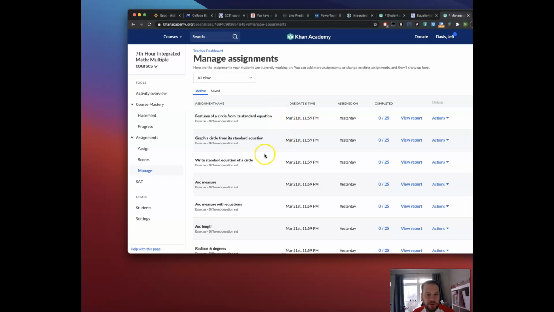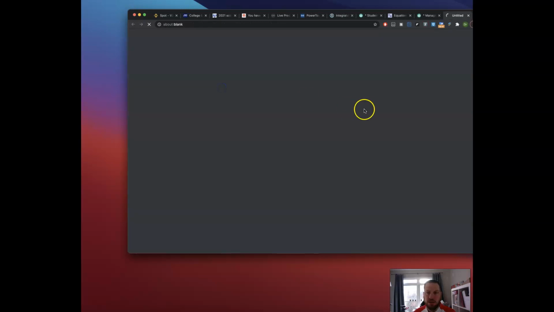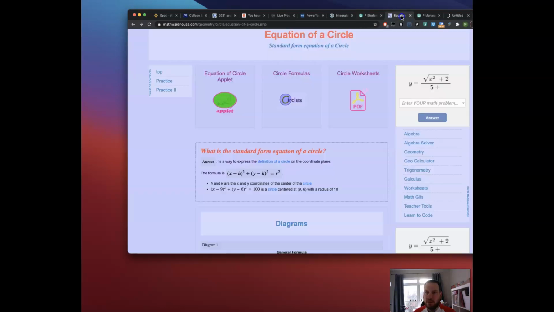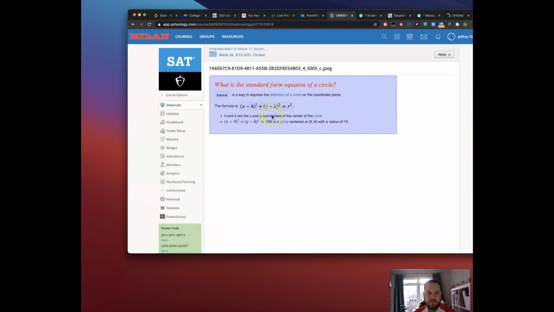All right, I'm going to go through two different videos here. One with the equations of a circle, so these three, and then I'll do another one with arc measure and radians and degrees. So the equation of a circle, I threw this little link on here on Schoology.